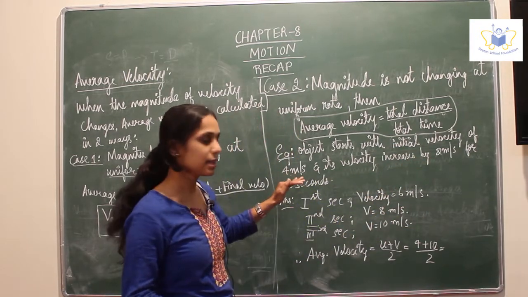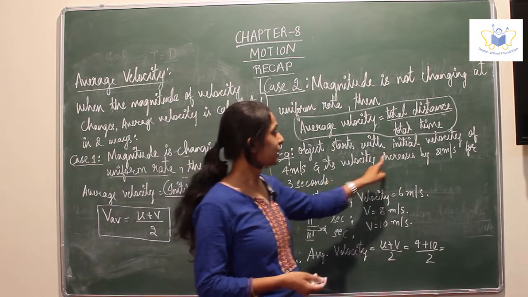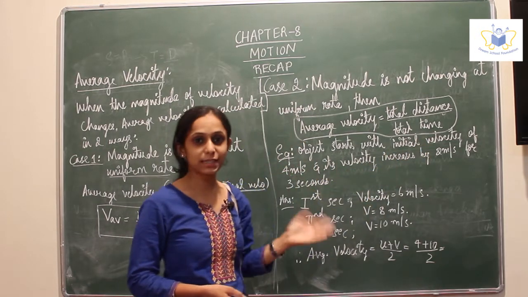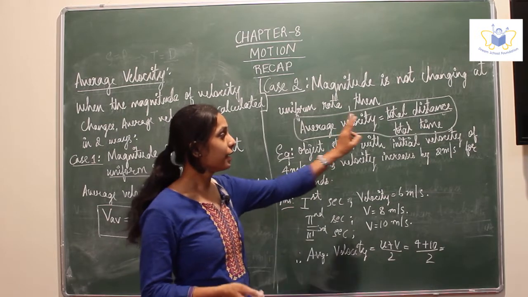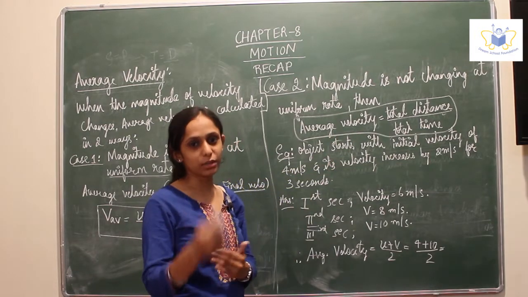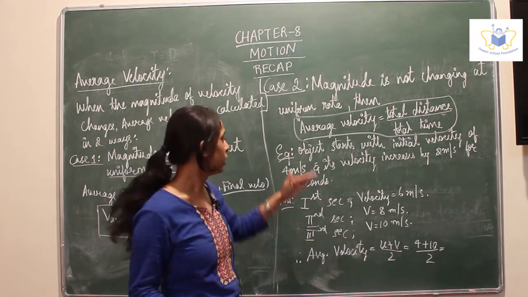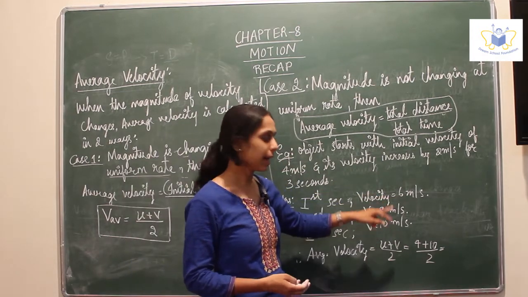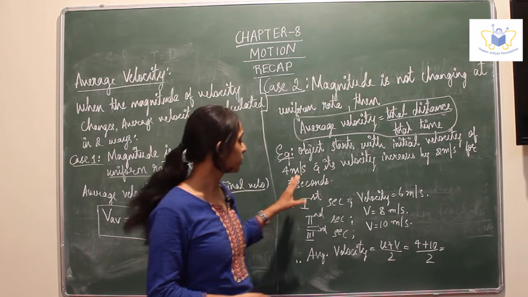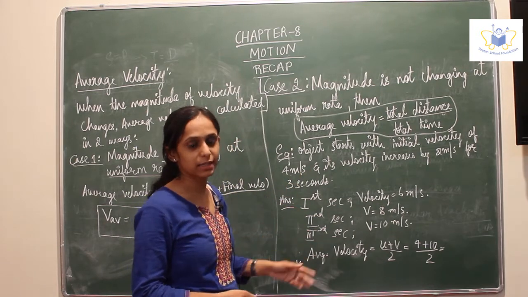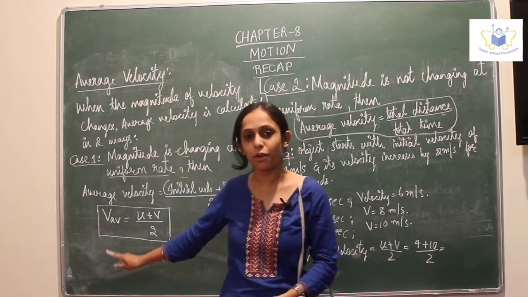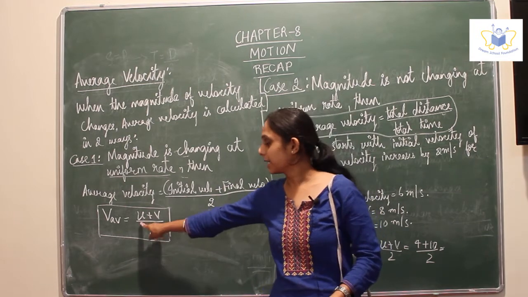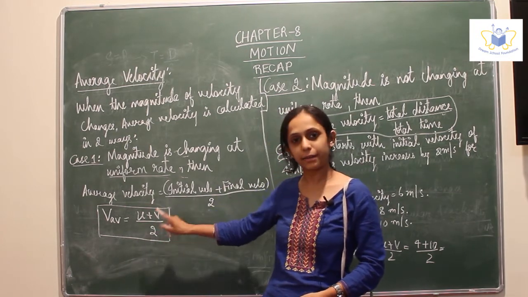So we got to know this is uniform. Why? Because it is increasing by 2 every time. It is always increasing by 2. First 4, then 4 plus 2 is 6, 6 plus 2 is 8, and 8 plus 2 is 10. So this is a uniform change of velocity. What was the formula for uniform change of velocity? Initial plus final divided by 2, correct?